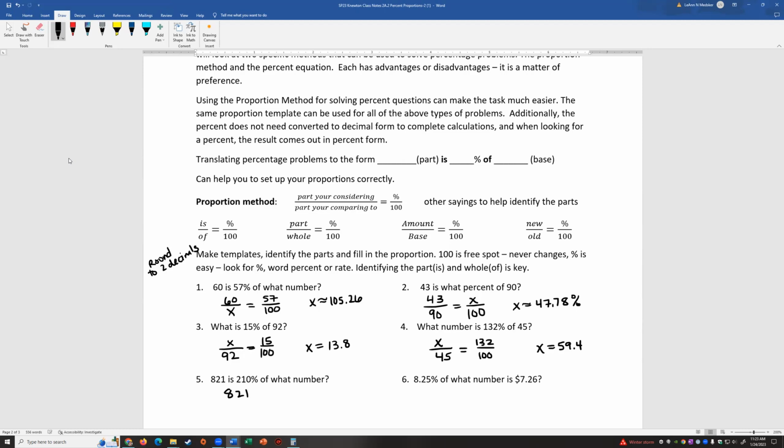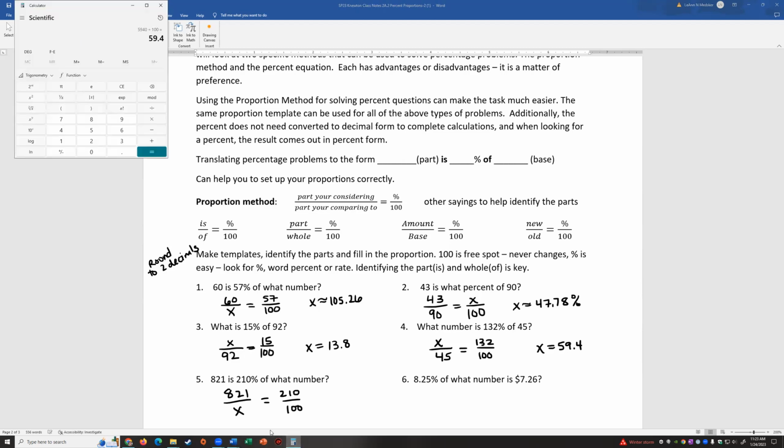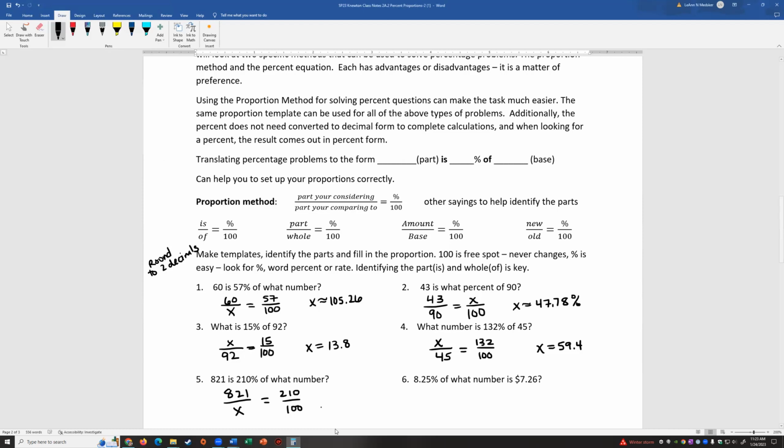821 is 210% of what number? So I'm expecting a smaller number on the bottom because this is saying it's 210% of the original number. So times 100 divided by 210, I got 390.95. We round to 2 decimal places.